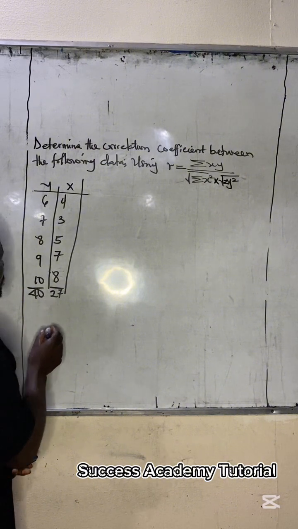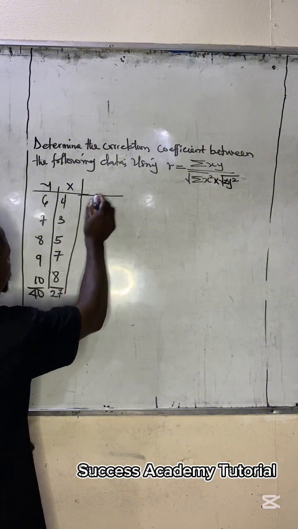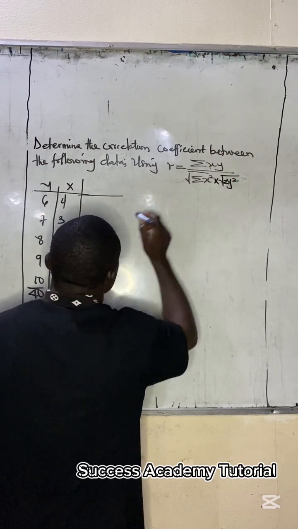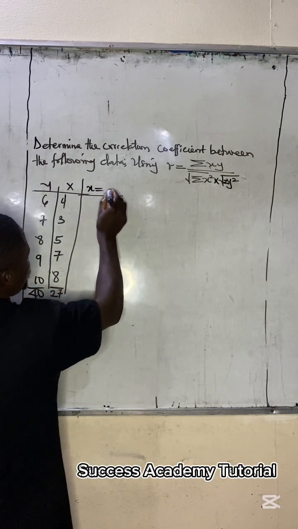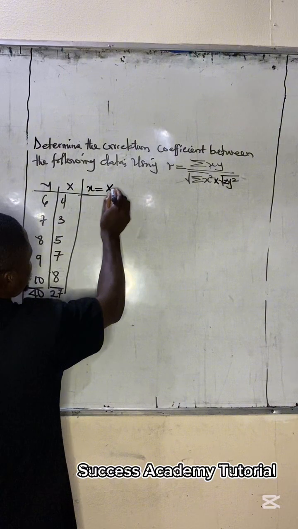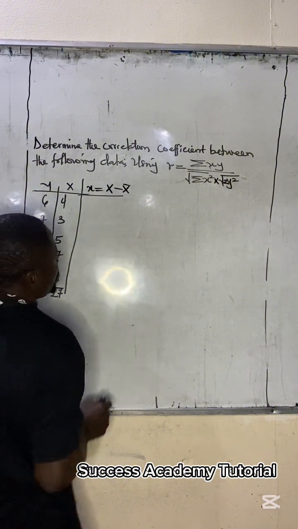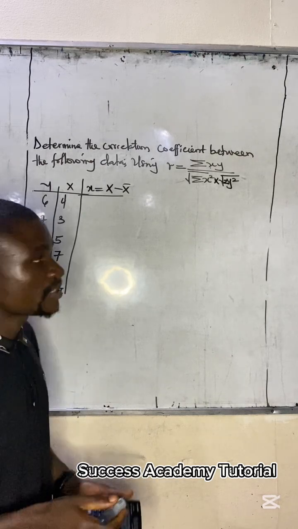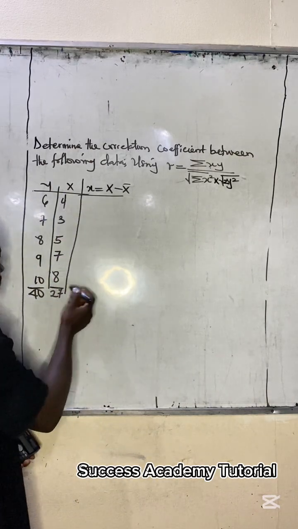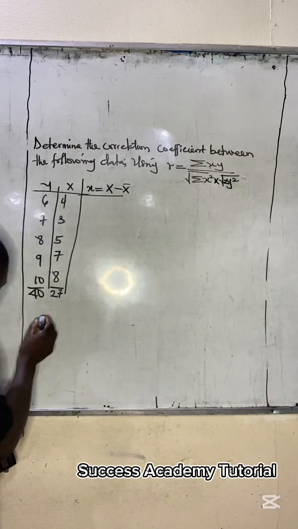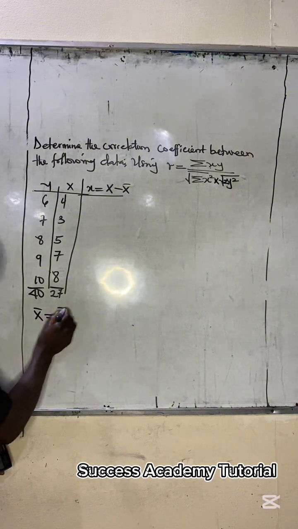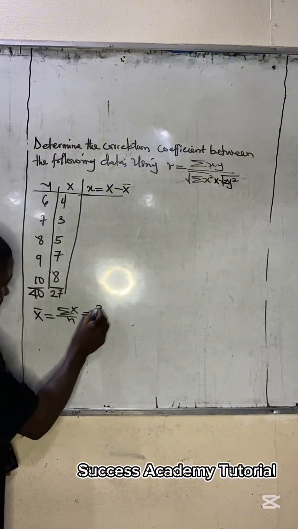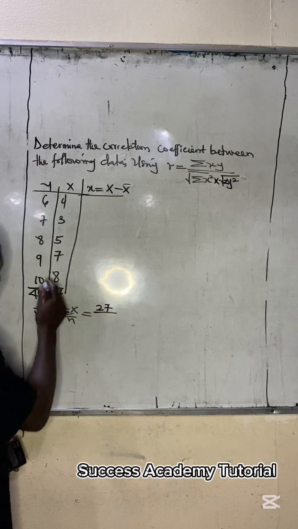So what do you need here? You need your x, you need your y. And how do you get x? Your x is equal to x minus x bar. What's the meaning of x bar? X bar is the mean of x, that is the addition of this, then divided by the number of observations. Your x bar is equal to summation x over n, and summation x is 27 divided by the number of observations.